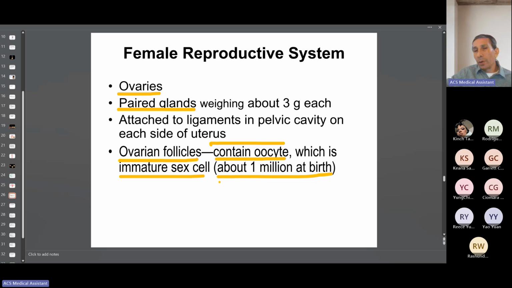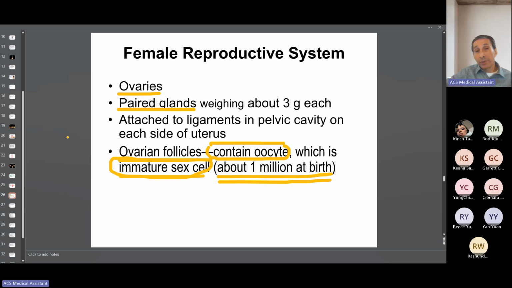So when you are born, you have all these immature cells. All these oocytes are immature. They are not mature yet, so they cannot be fertilized. Remember, you have to have the menstrual period in order to release these mature eggs every month. But when you reach the age that you start ovulating and having your menstrual period, you don't have 1 million. You lose almost all of them.